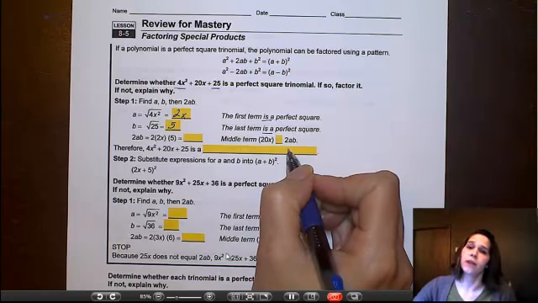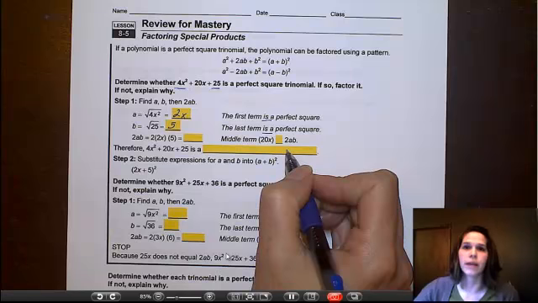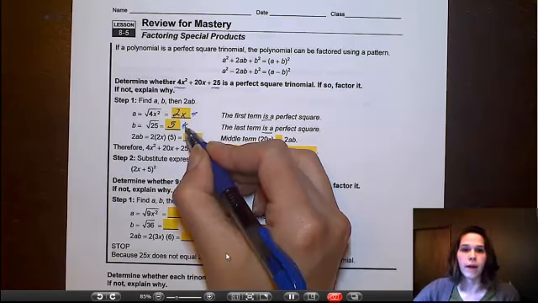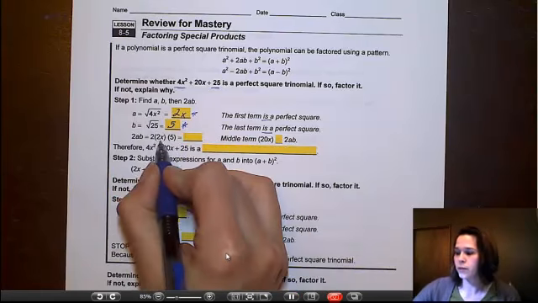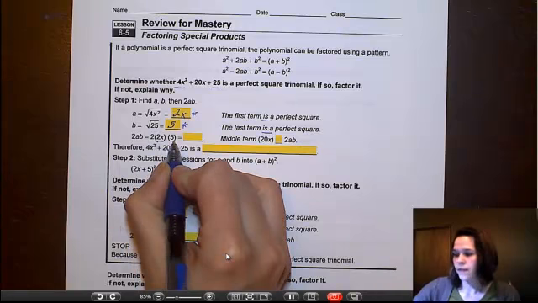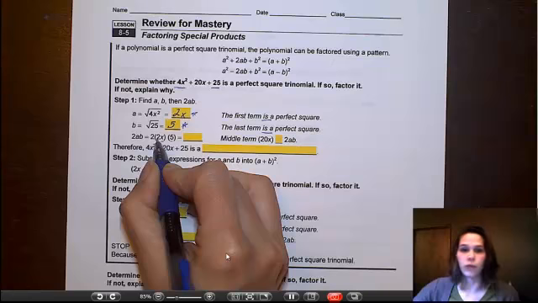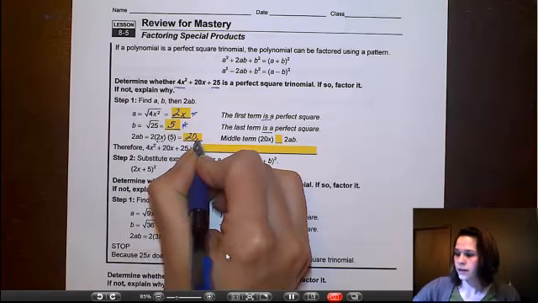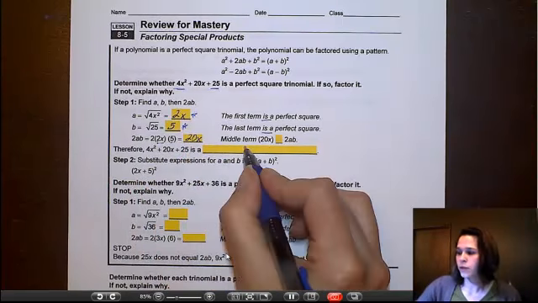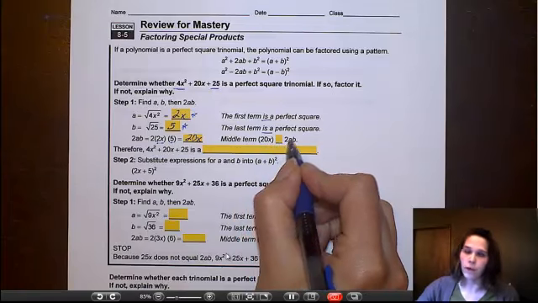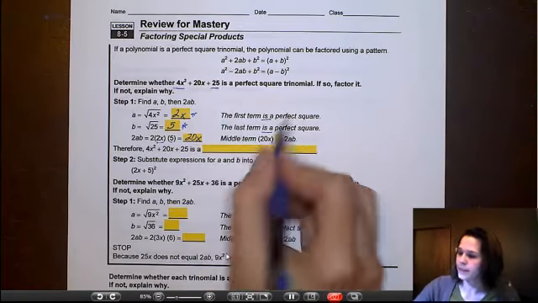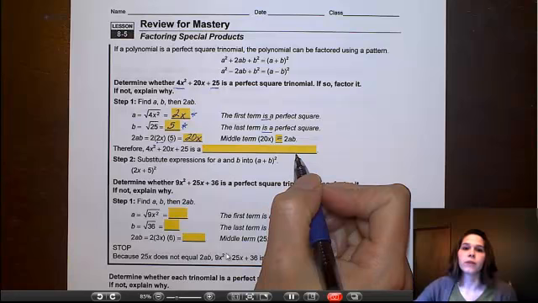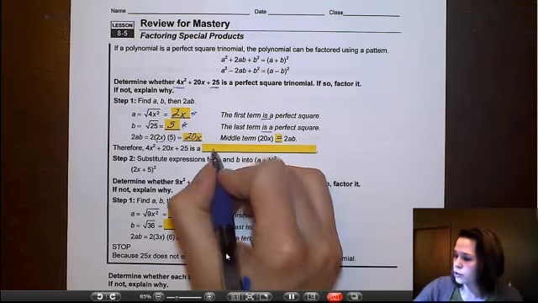Our last step now is to look at our middle term. Does it fit the pattern of 2 times a times b? Remember, our a and our b are what we just solved for up above. So 2ab is going to be 2 times 2x, that's our a, times 5, that's our b. 2 times 2 is 4, times 5 is 20, and don't forget about our x there. So 2ab is 20x. So the middle term, 20x, is that equal to 2ab? Go back to my original problem, 20x. Sure enough, those are equal. Therefore, 4x squared plus 20x plus 25 is a perfect square trinomial.